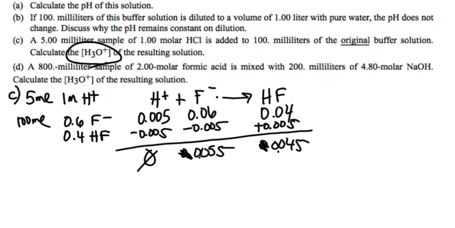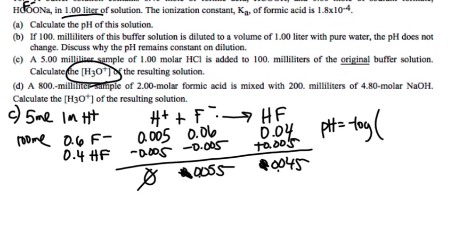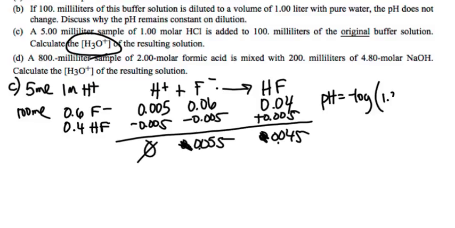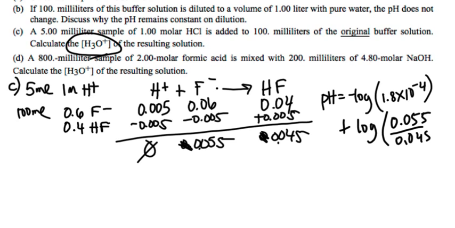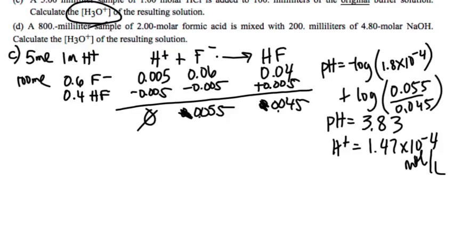So we're going to put this in Henderson-Hasselbalch, and so we get pH is equal to the negative log of, what was that, 1.80 times 10 to the negative 4, plus the log of the ion, 0.055 over 0.045. So pH is equal to, and then 10 to the negative log of that, 1.478. That's it. How y'all feeling?